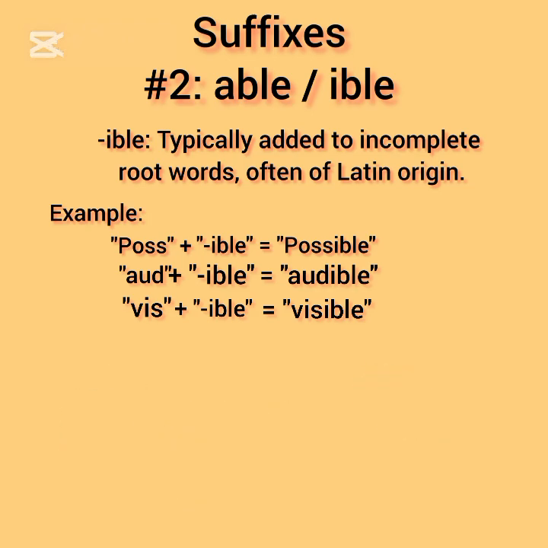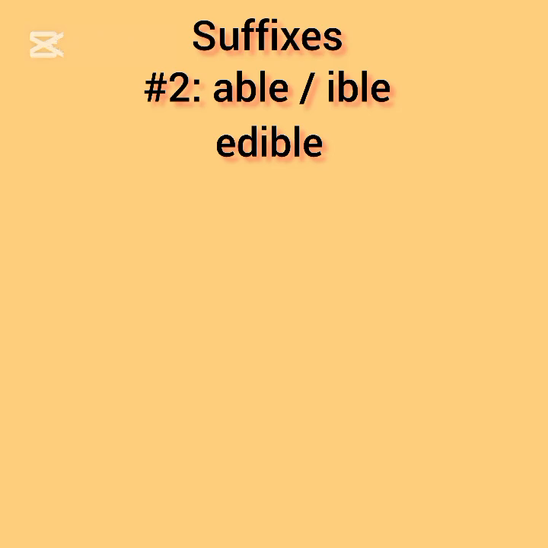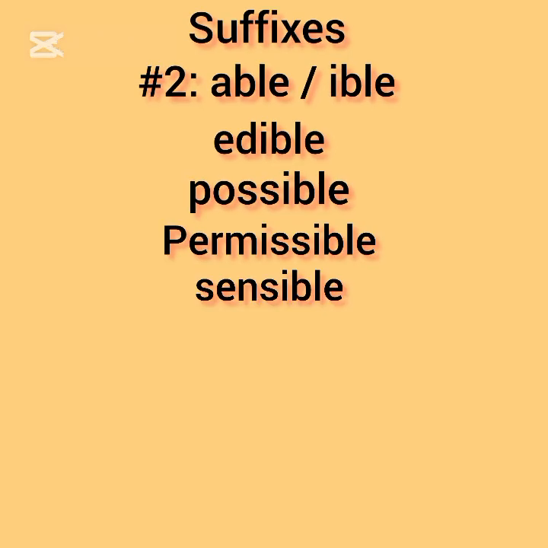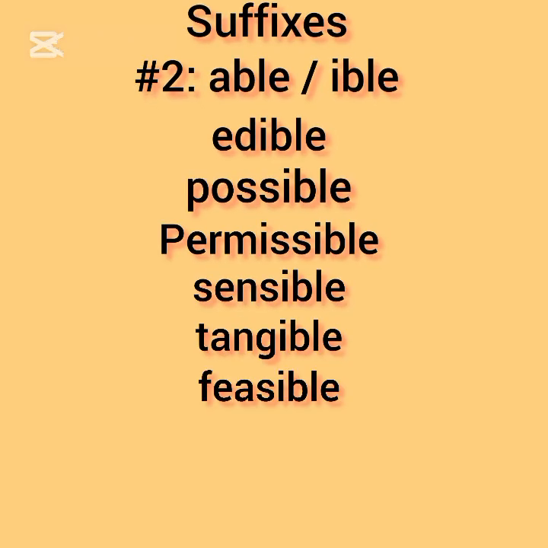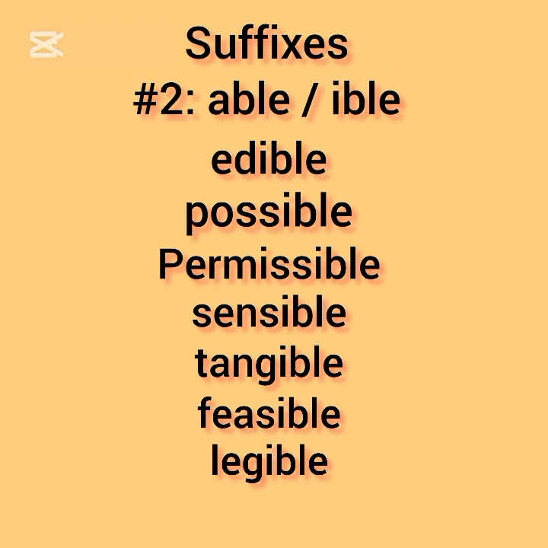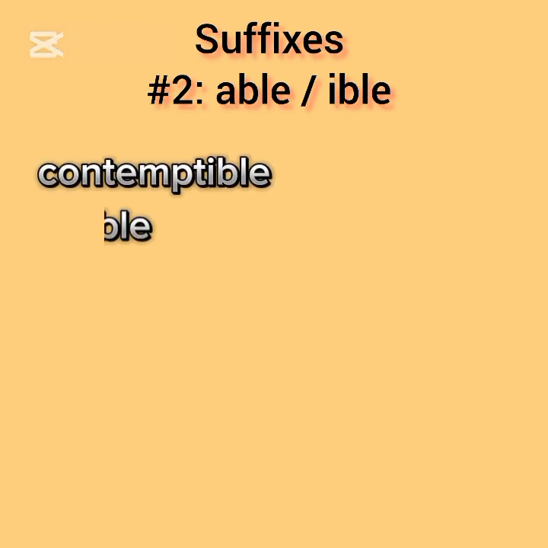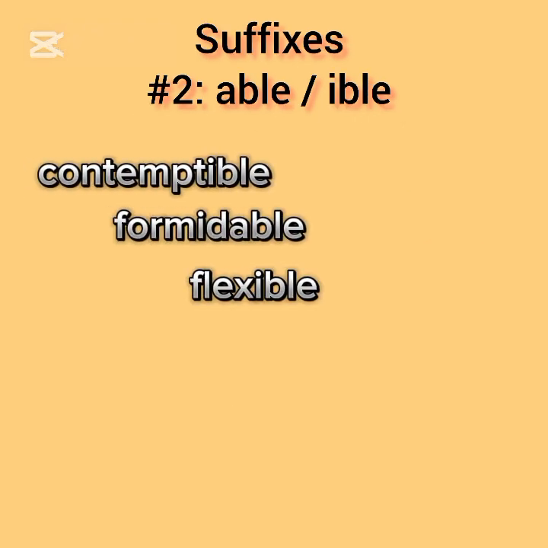There are a lot of other words with the suffix able and ible in them, such as edible, possible, permissible, sensible, tangible, feasible, and legible. Most words ending in able and ible follow a specific pattern, but a few exceptions don't fit into the usual spelling rules. Here are a few examples: contemptible, formidable, flexible, combustible, and so on.